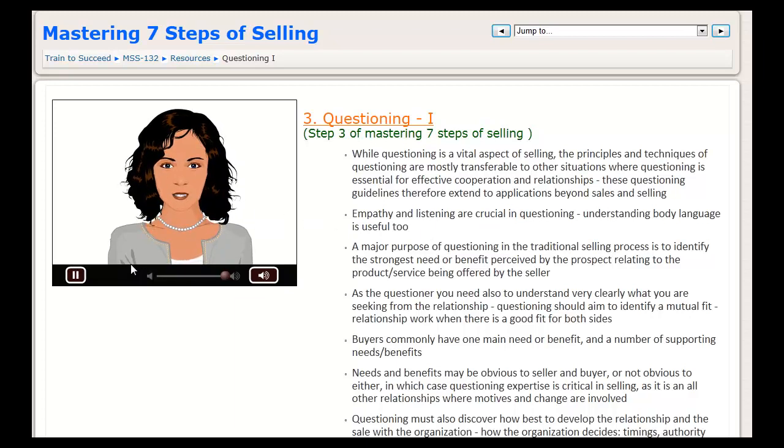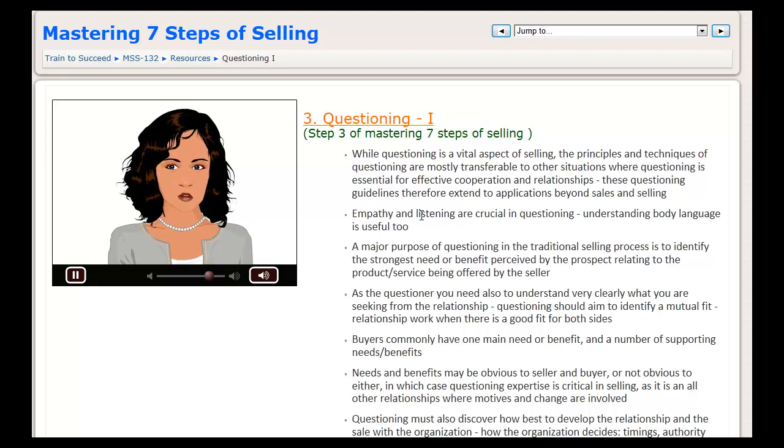Step 3. Questioning 1. First, while questioning is a vital aspect of selling, the principles and techniques of questioning are mostly transferable to other situations where questioning is essential for effective cooperation and relationships. These questioning guidelines therefore extend to applications beyond sales and selling. Second, empathy and listening are crucial in questioning. Understanding body language is useful too.